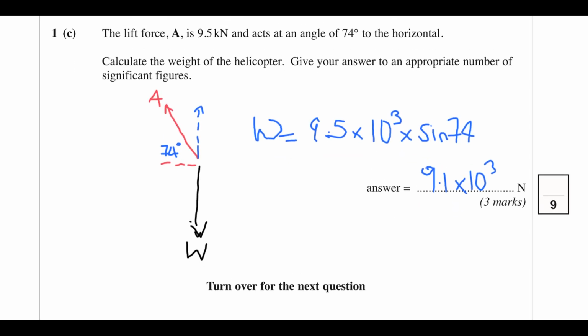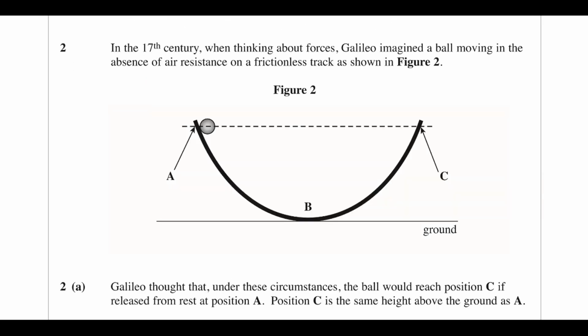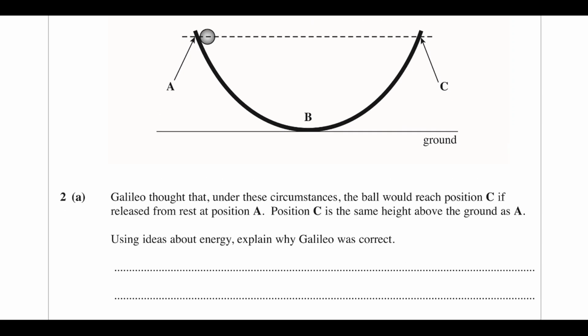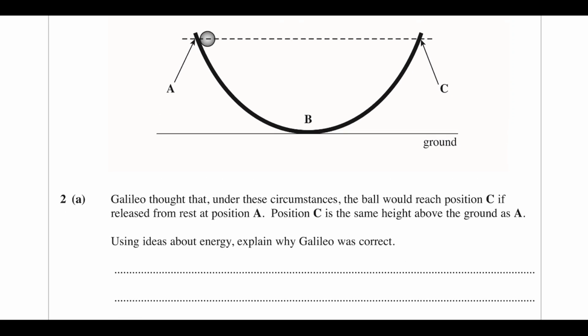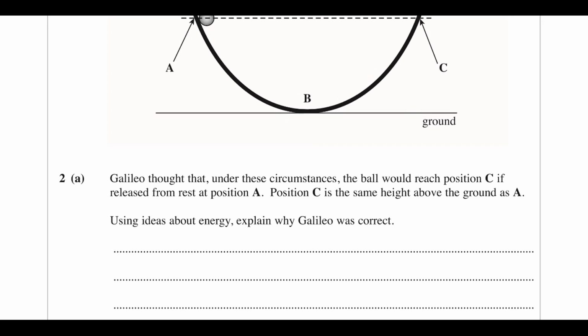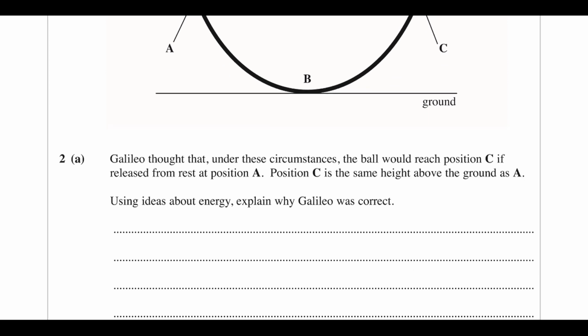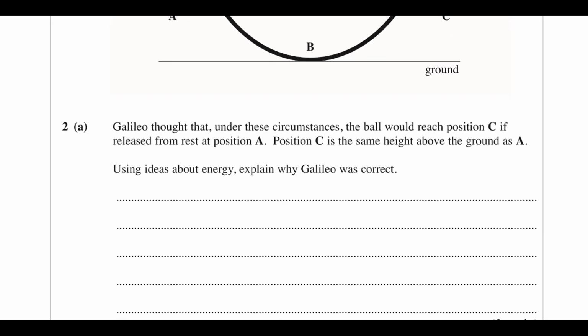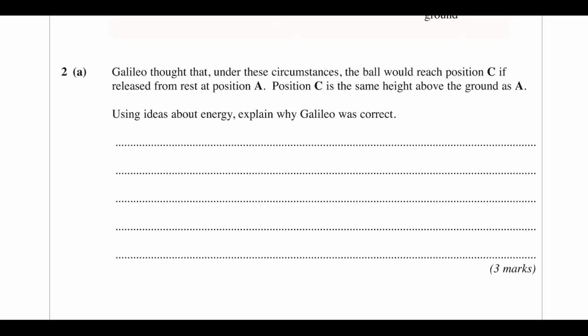Okay, so let's flip over. So in the 17th century, when thinking about forces, Galileo imagined a ball moving in the absence of air resistance on a frictionless track, as shown. Galileo thought that under these circumstances, the ball would reach position C if released from rest at position A. Position C is the same height above the ground as A. Using ideas about energy, explain why Galileo was correct.